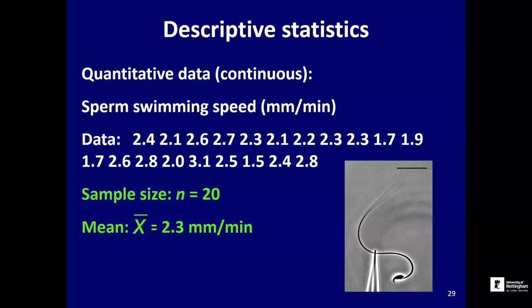Anyway, for the time being, let's imagine that we've recorded the swimming speed of a whole bunch of sperm in a sample. That's what the data set consists of, all these numbers here: 2.4, 2.1, 2.6. These are expressed in millimetres per minute, which is not very fast, but that's how fast sperm go. And actually for something as small as a sperm, that is quite fast. Like in the previous example, we have 20 data points, a sample size n of 20.